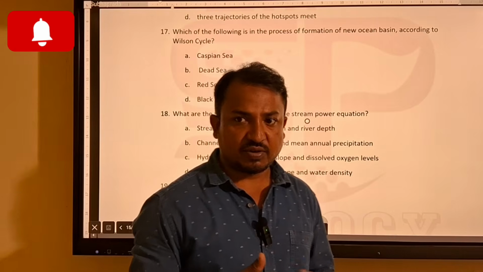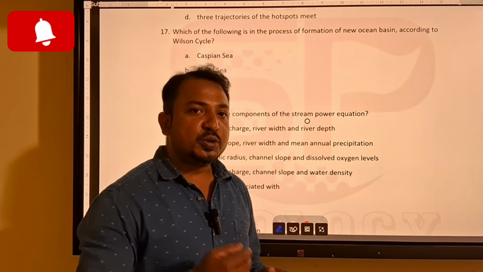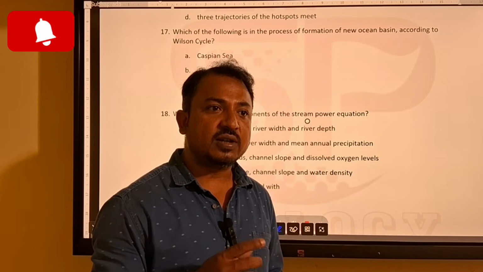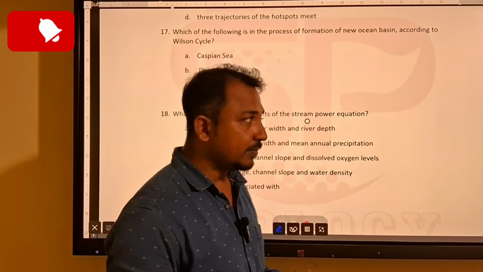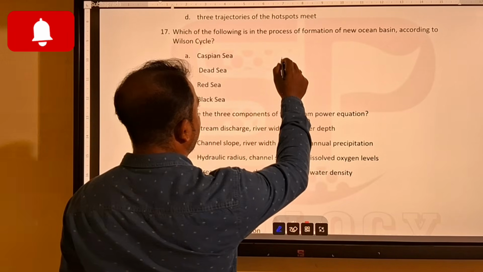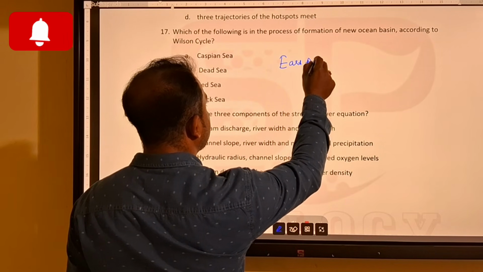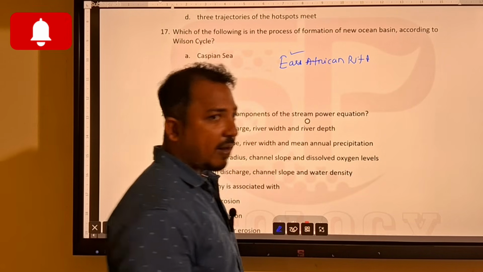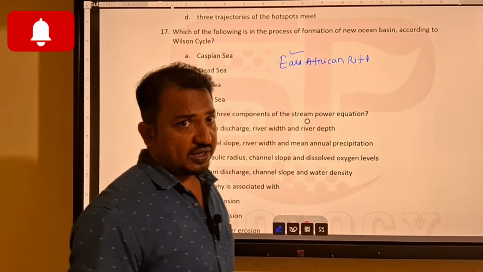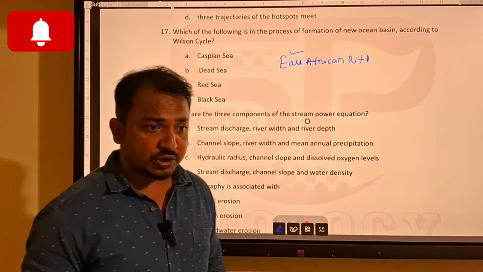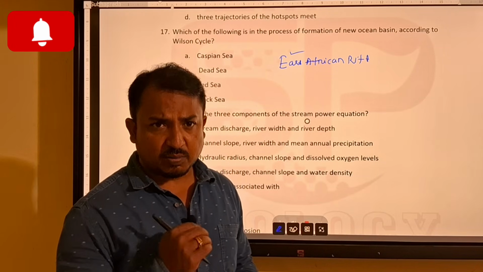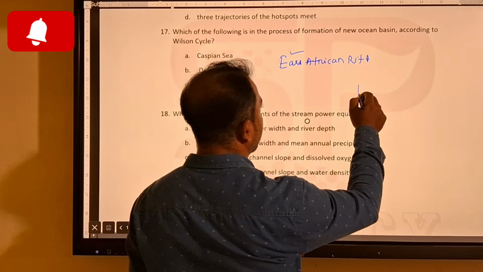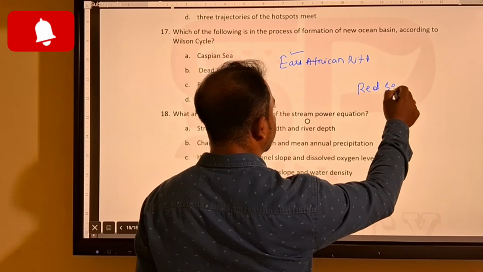When any continent rifts or breaks, it will produce a small sea in between the two rifted continental plates. You can take the example of the East African rift, where the Wilson cycle begins. So first there will be rifting. Then after rifting, a water body will intrude into the rift. That will produce a sea. The example of that is the Red Sea.